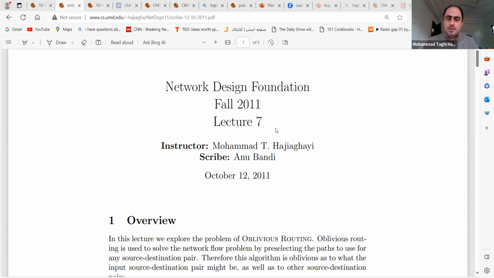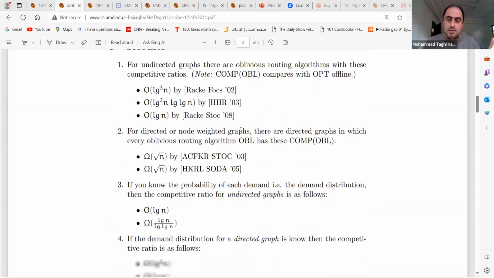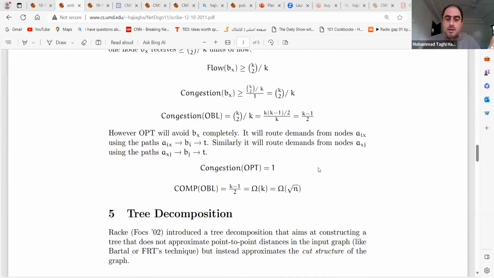But let's finish this concept first about oblivious routing. Again, in oblivious routing you have a graph with a pair S_i, T_i for each demand. You want to find fixed routes that are independent of what the demands d_i are. Then if you use your routing paths, the result is comparable to the optimum within a polylog factor in general, and log more importantly.